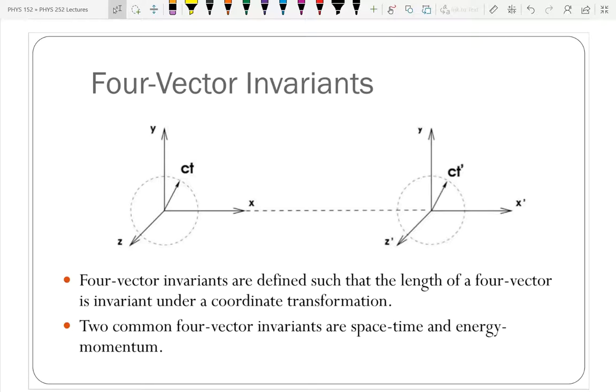What this means is, if we take, well, for a three-dimensional vector, it's simple. The magnitude of the vector is x squared plus y squared plus z squared, right? So if we take a normal 3D vector, we find its magnitude. If we change from one reference frame to another reference frame, it is not going to be the same.